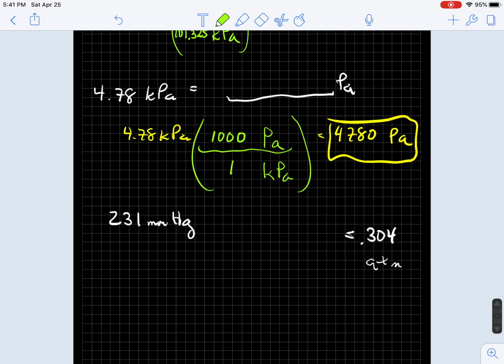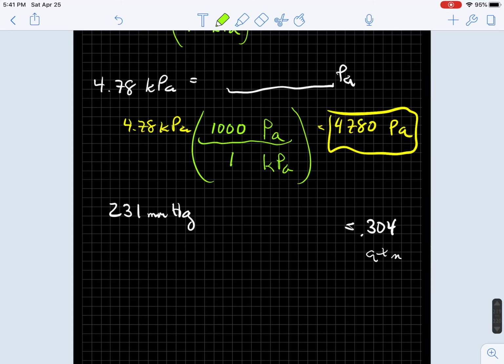And then the last one, I want to convert millimeters of mercury to atmospheres. So again, start with what they give you, multiply by a fraction, get the units to cancel out, and now we can look up the value. 1 atmosphere is equal to 760 millimeters of mercury, so we get 0.304 atmospheres.